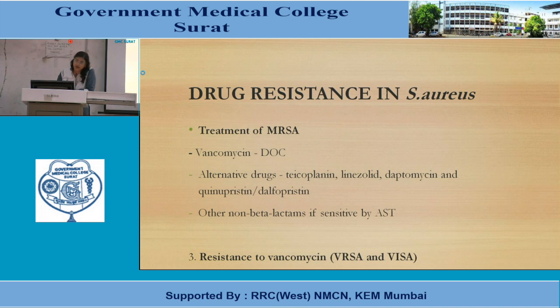Nowadays, even vancomycin is found to be showing resistance by the bacteria. So some of the centers like Calcutta have reported that some strains of Staph aureus are even resistant to vancomycin. It can be of two types: vancomycin resistant Staph aureus and vancomycin intermediate Staph aureus.